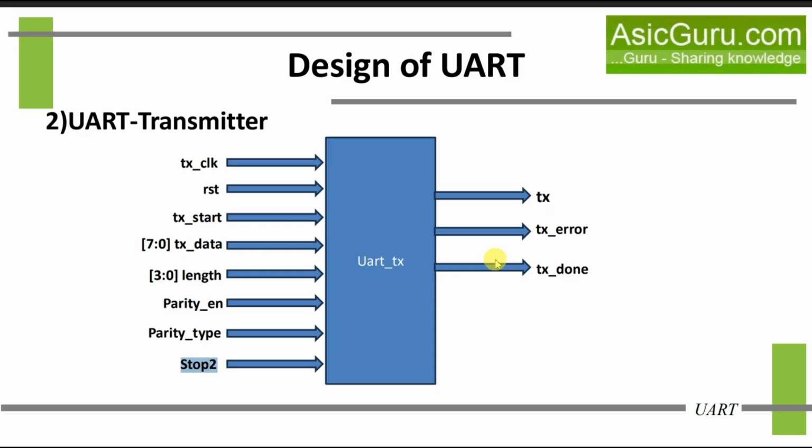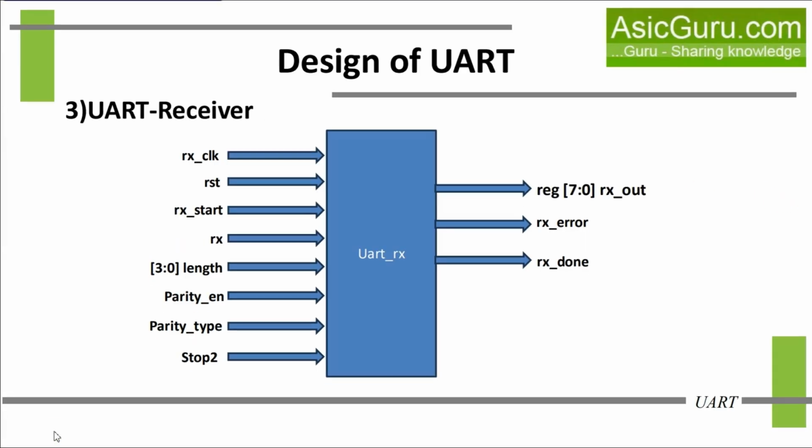Now in the output signals, there is TX, TX error and TX done. Now this TX is connected to the RX of the receiver. I will explain in the next slide. At last we have the UART receiver.